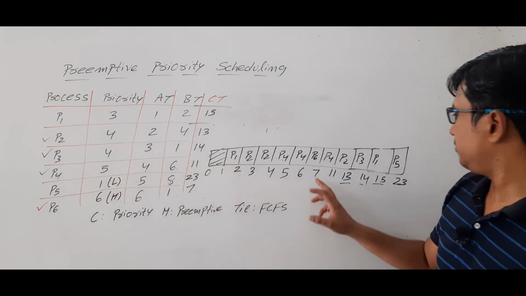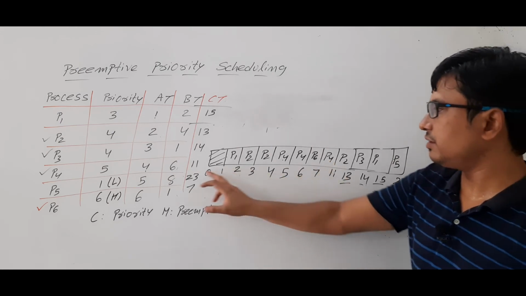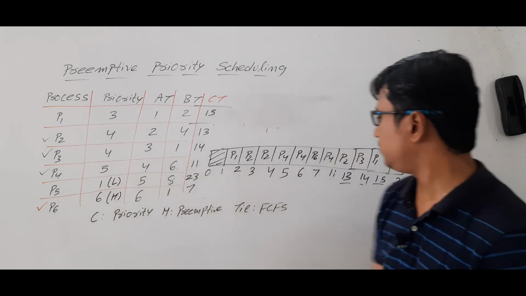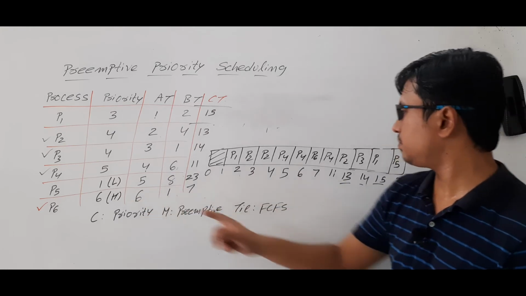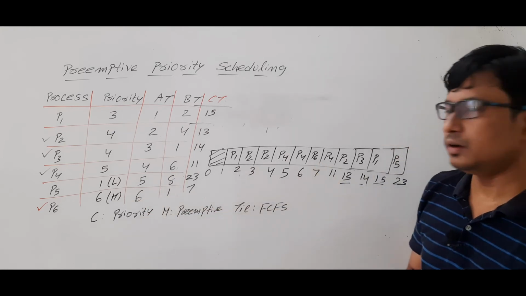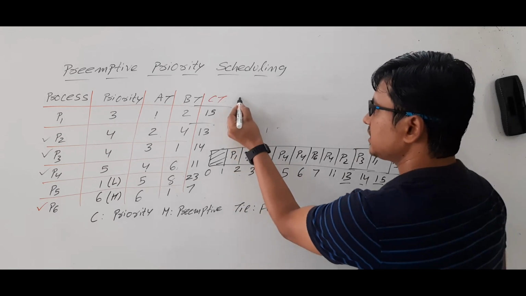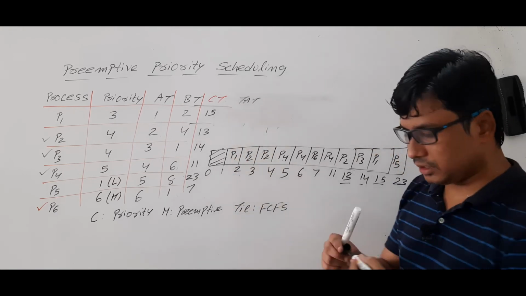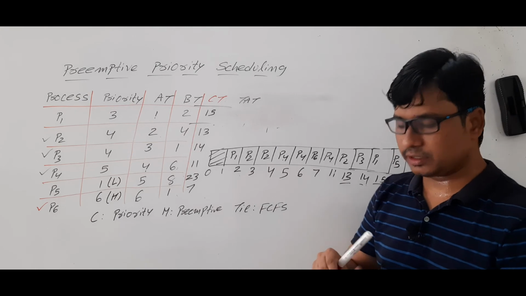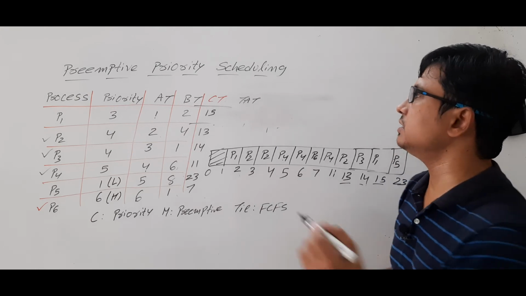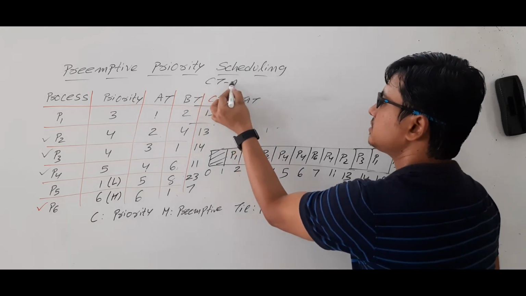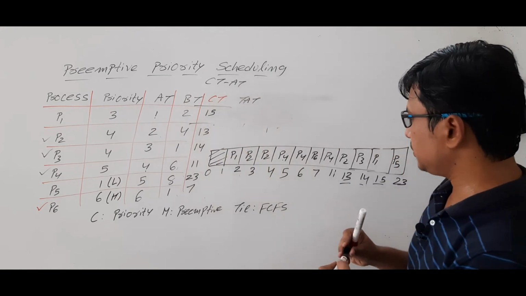Process P4, where is it last? Here. So at 11 units of time it is completed. Process P5, here 23. Process P6, here 7. Okay, once we got the completion time, we can easily compute the turnaround time. How can I compute the turnaround time? Turnaround time is completion time minus arrival time. Let me compute that one.